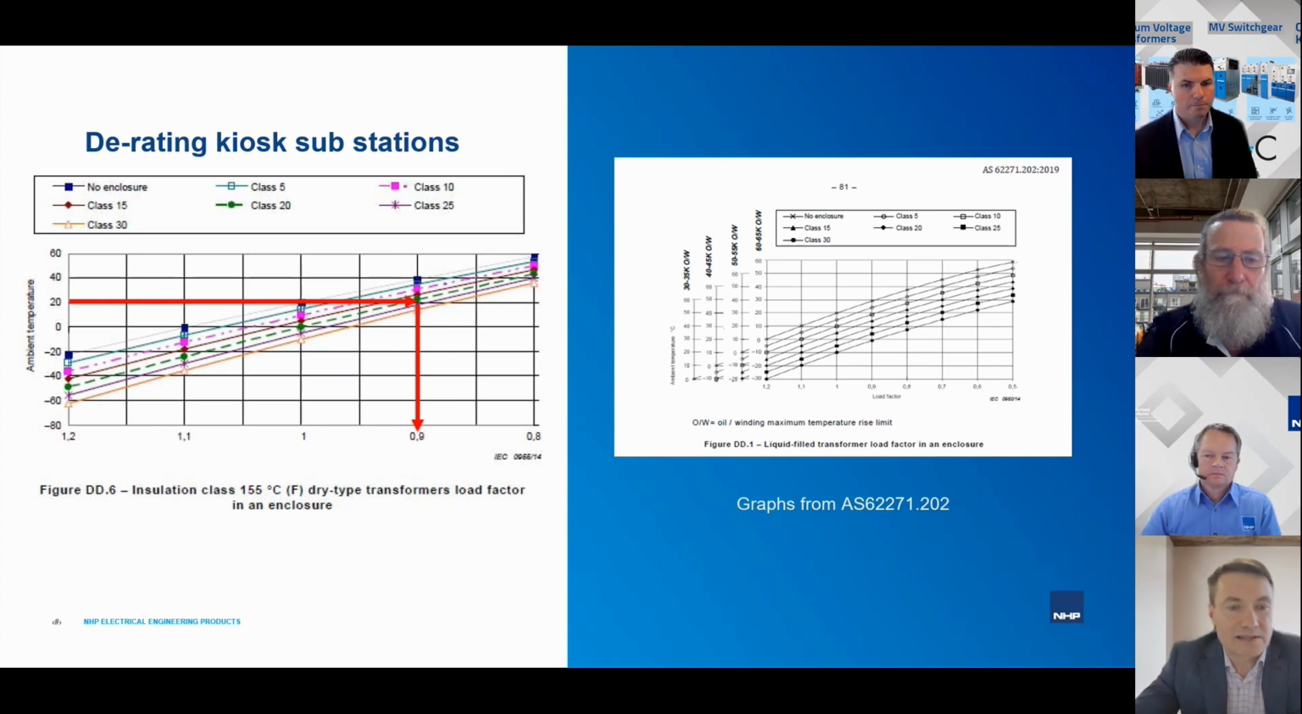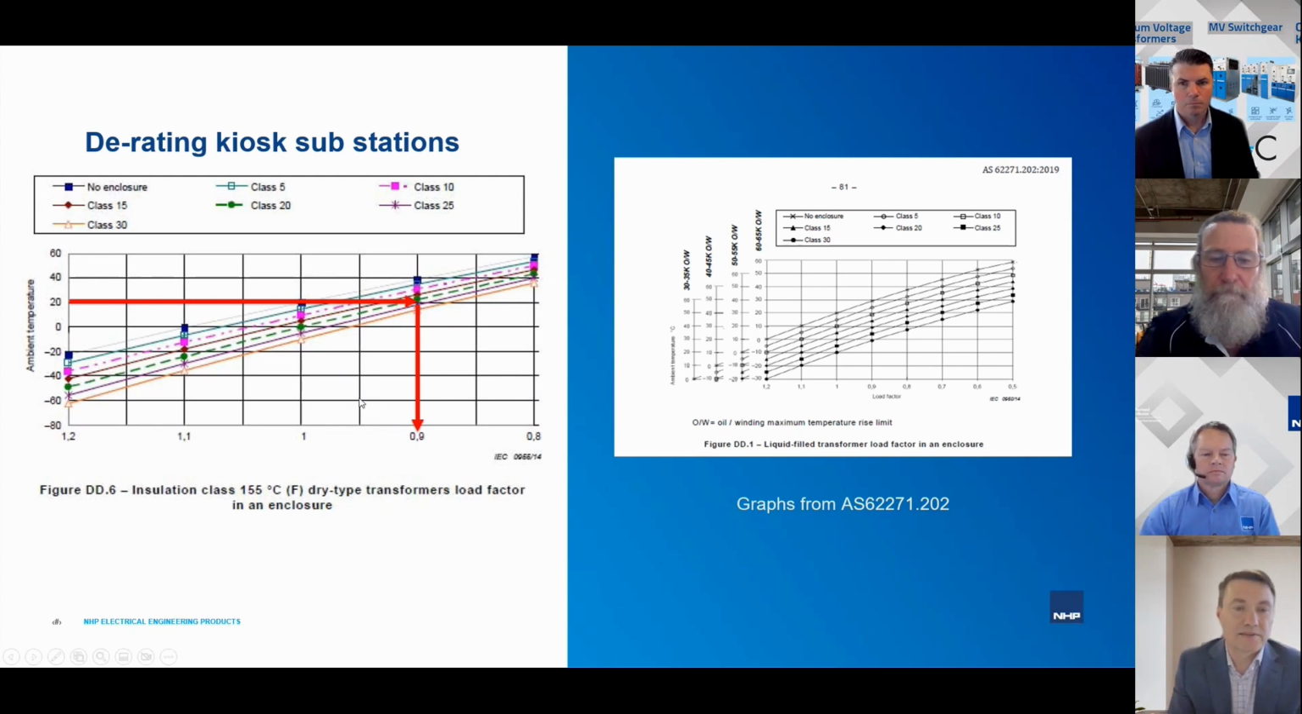Why do we need the enclosure class? Well, to use the graphs below and find out what's going to be the derating of the transformer within the substation. So obviously the higher the enclosure class, the higher the derating will be. And in this particular example, we'll look at enclosure class 15 and the derating to 90%. So in such a substation, the transformer will deliver 90% of the nameplate output.